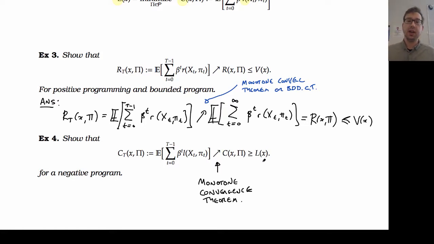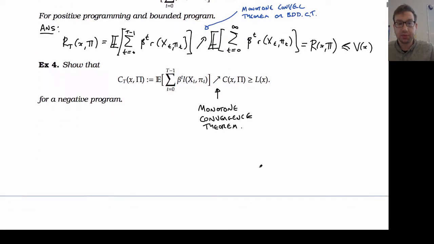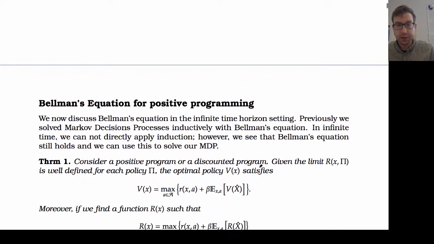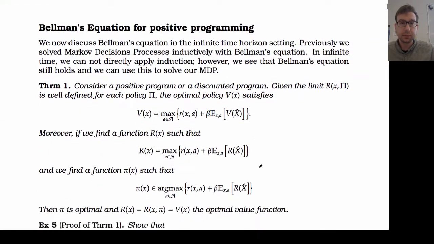I probably will just do the proof for positive programming. I might do some exercises or give some notes on the negative programming case. Okay, so I want to prove why solving Bellman's equation for positive programming is going to give the right outcome, going to give you an optimal solution. Okay, so that's the next part.